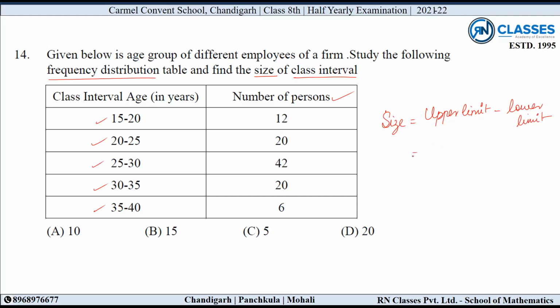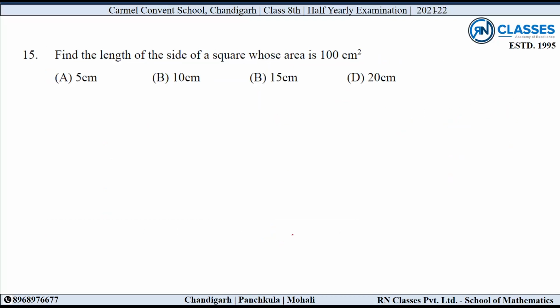That's it. What is the upper limit? First वाले के अंदर ही हम check करते हैं, right? 20 minus 15. Answer is 5. So class size is 5. C part. As simple. Question number 15.